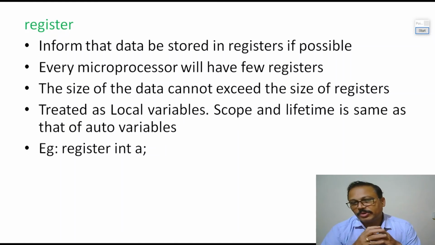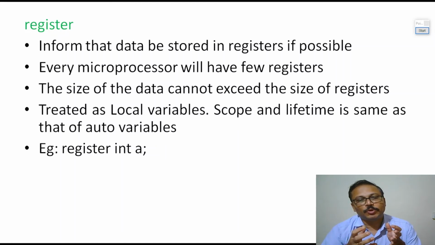So every microprocessor will have some registers. We discussed the memory hierarchy, and registers are the fastest storage we have. They are present inside the microprocessor chip, inside the CPU. Every microprocessor will have a few registers, 10, 20, 30 like that, and they have limited capacity also.